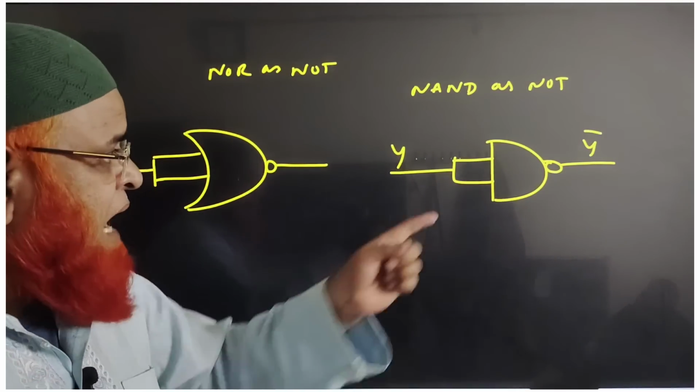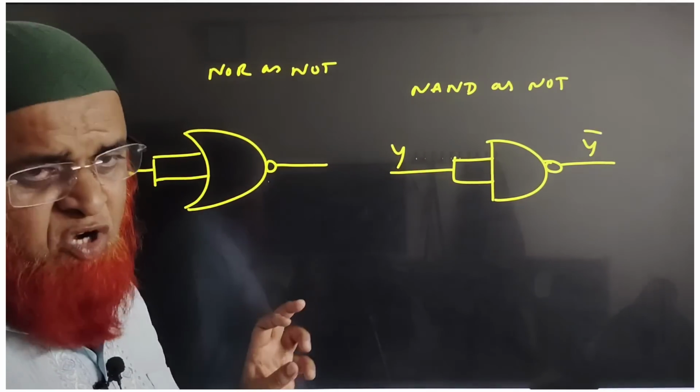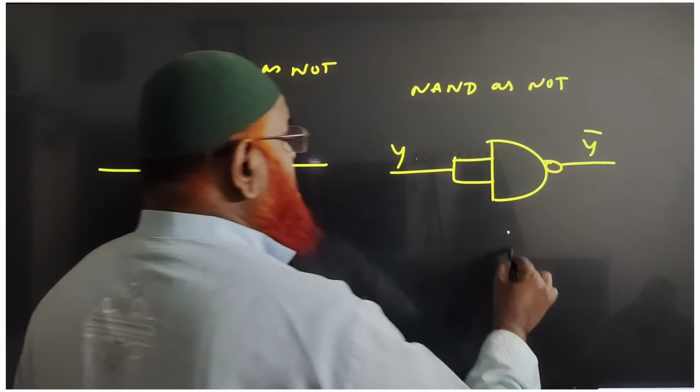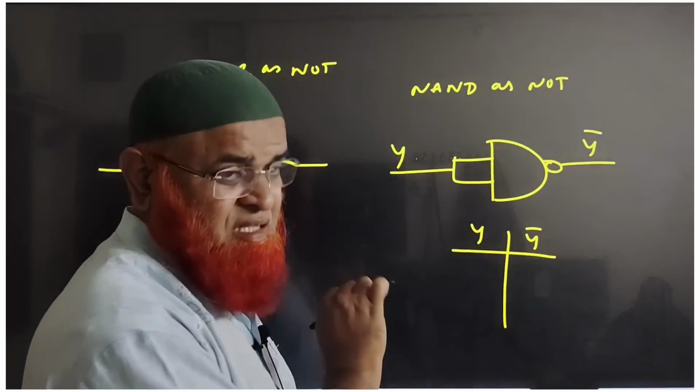AND is not in this. I have taken NAND gates. I have taken NOR gates. Only the inputs are joined. Now let us see whether it is going to function like a NOT gate or not.